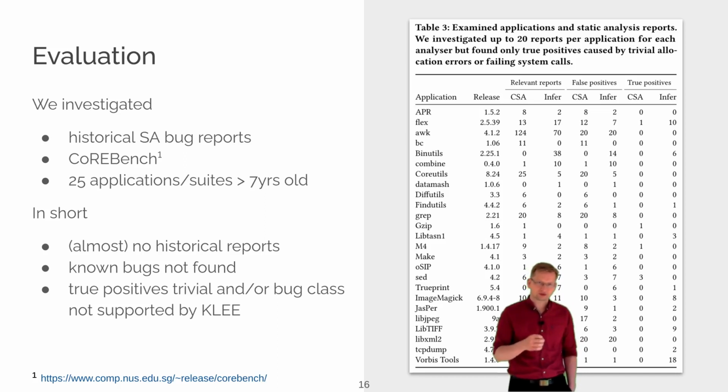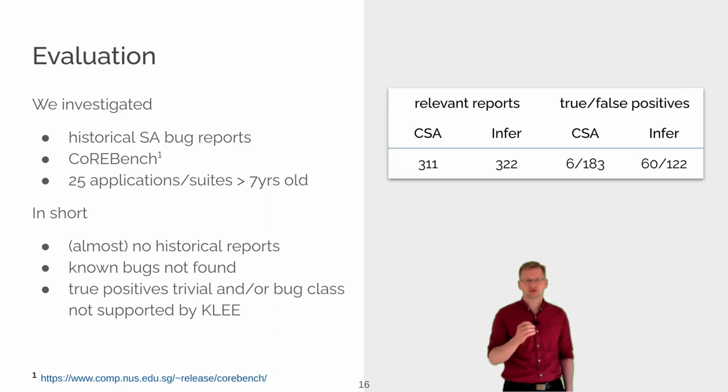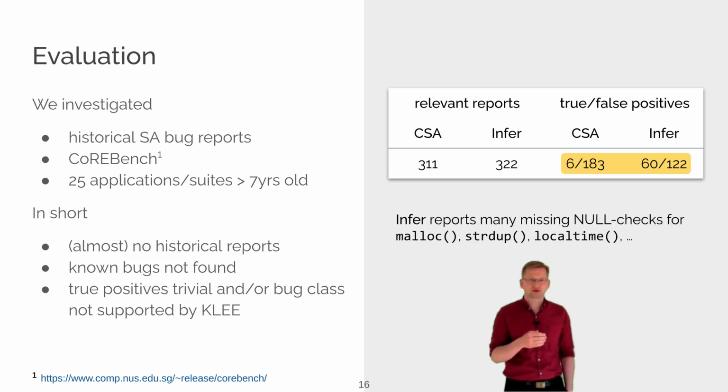To summarize, we found almost no historical bug reports and couldn't find known bugs in CoreBench with our static analyzer. For the older applications on the right side, we investigated up to 20 bug reports per benchmark. Both analyzers returned roughly 300 reports for memory-related bugs. The reports we inspected were either false positives or trivial true positives. Especially Infer returned many trivial true positives, such as missing return value checks for malloc or localtime.